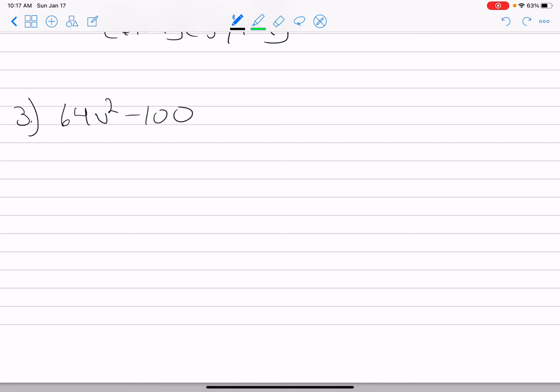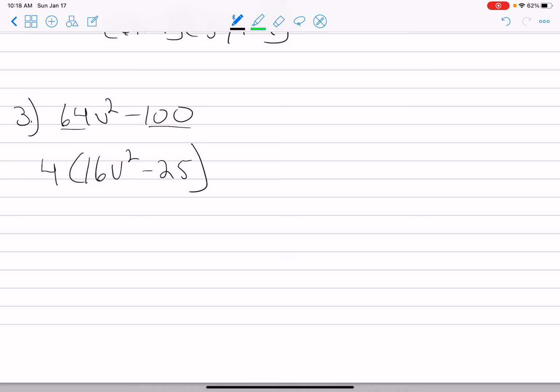GCF. This has a GCF. Between 64 and 100, I can divide those by 2. I can divide them by 4. I think I'm going to go with the 4. Is there anything bigger? 8 doesn't go into 100. 16. Okay, I think 4 is the one. So I'm going to go 4. 64 divided by 4 is, what's that? 16v squared minus 100 divided by 4 is 25. Look at that beautifulness. Isn't that nice?